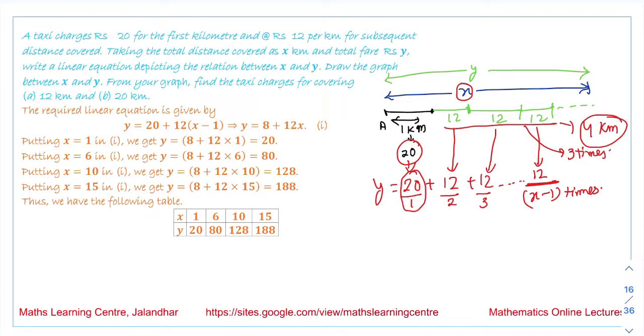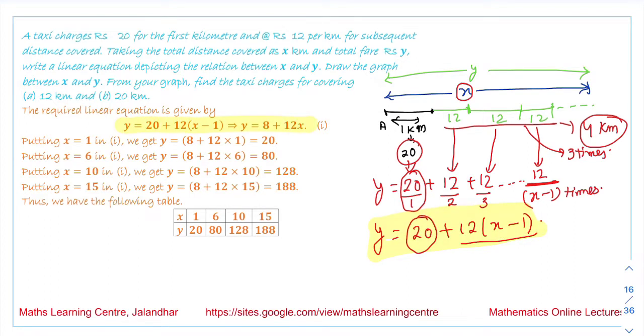So the equation we have is y is equal to 20 plus 12 into x minus 1. Why x minus 1? Because the first kilometer is 20 and all the rest of the kilometers are at the rate of 12 rupees per kilometer. So this is our required equation.